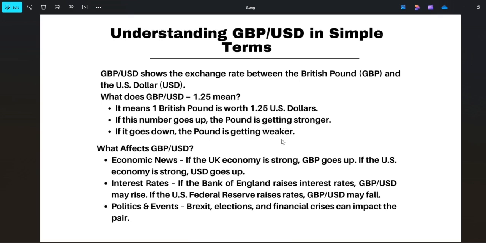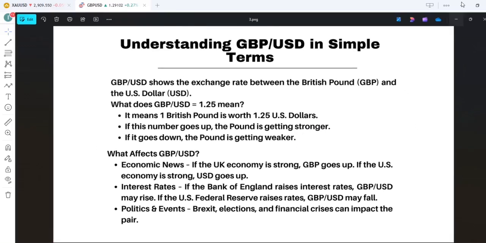There are many things that can affect the GBPUSD trading price, which are the economic news that happens in the market, the bank interest rates, and political events that happen all over the world. These are the things that can affect the market.